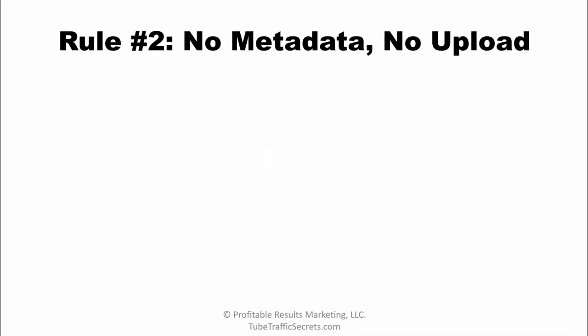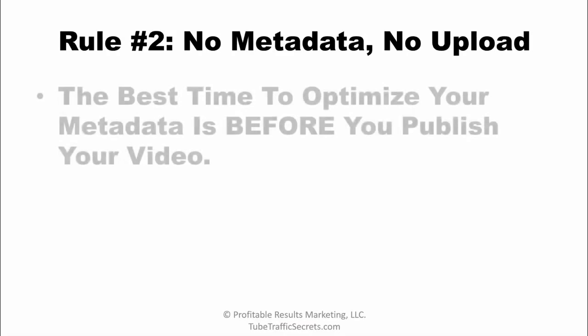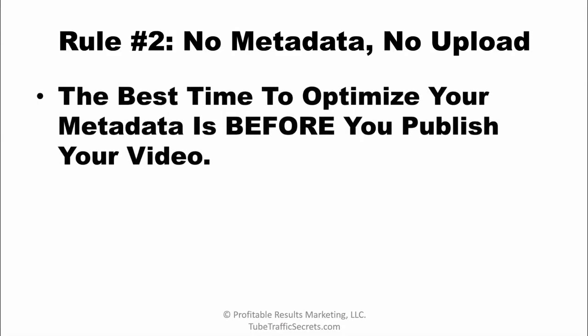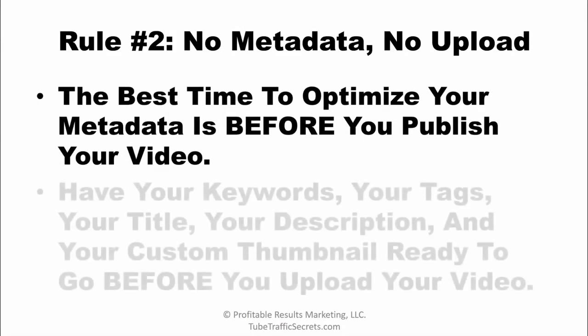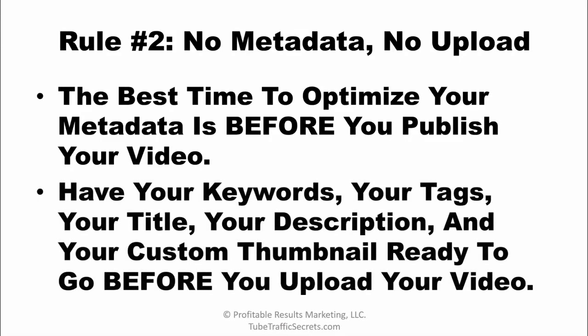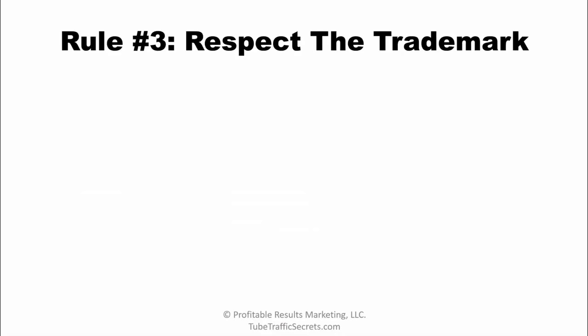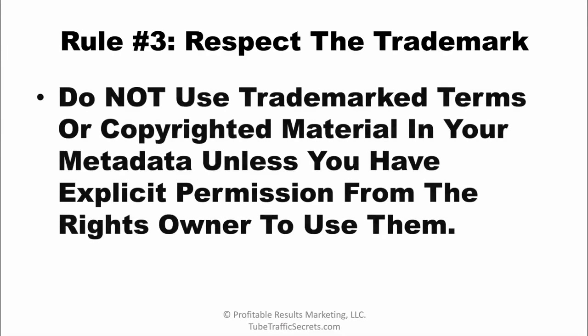Now, rule number 2, no metadata, no upload. The best time to optimize your metadata is before you publish your video. That means that you should have your keywords, your tags, your title, your description, and your custom thumbnail written and ready to go before you start uploading your video to YouTube. And rule number 3, respect the trademark. Do not, I repeat, do not use trademark terms or copyrighted material in your metadata unless you have explicit permission from the rights owner to use them.